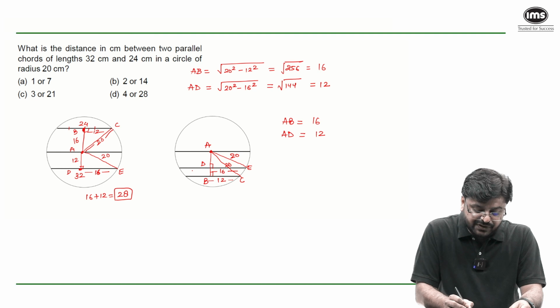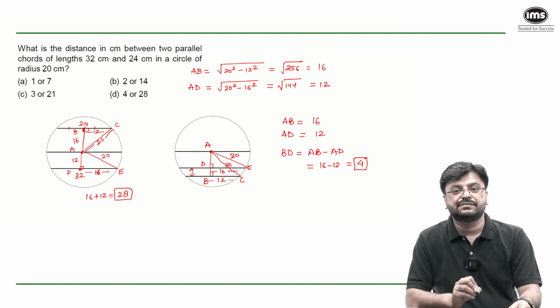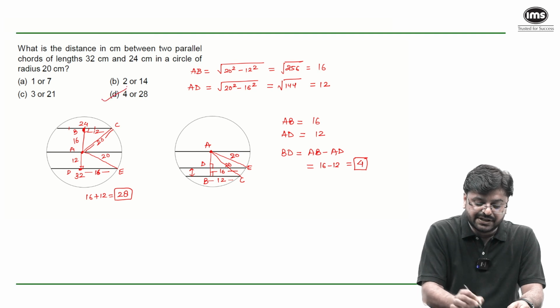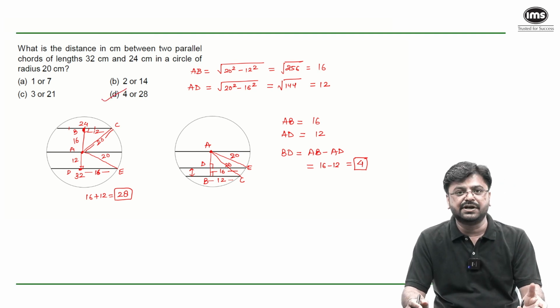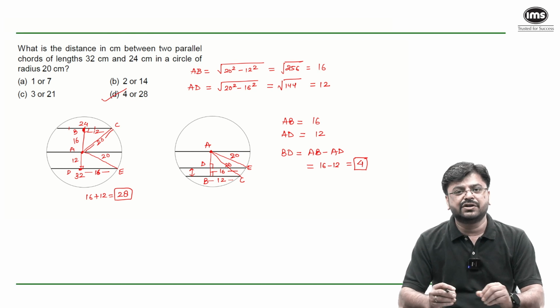Now the distance between the parallel chords will be this, which is BD, and BD here is AB minus AD, which is 16 minus 12, which is 4. So option D here is the right answer, because there are two possibilities. Either both the chords will be on the same side of the center, or they can be on the opposite side of the center.